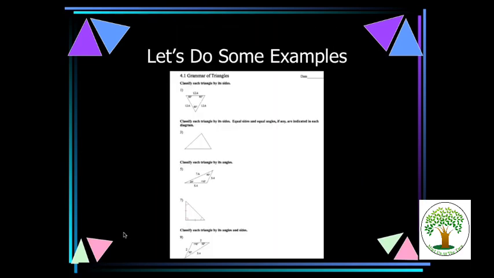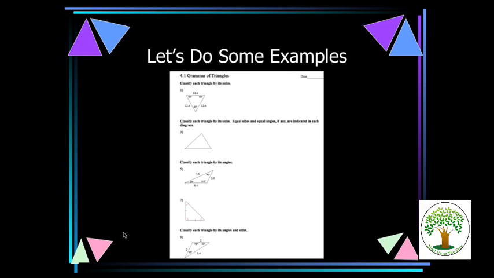All right, now let's do some examples. Go ahead and turn to your assignment sheet. We're going to do some more notes, so just keep that available. We're going to do some examples. I've got number 1 there. You might want to keep your notes out if you need to look at them. We're going to classify each of the triangles by its side. The side options that you have on the left side are equilateral, isosceles, or scalene.